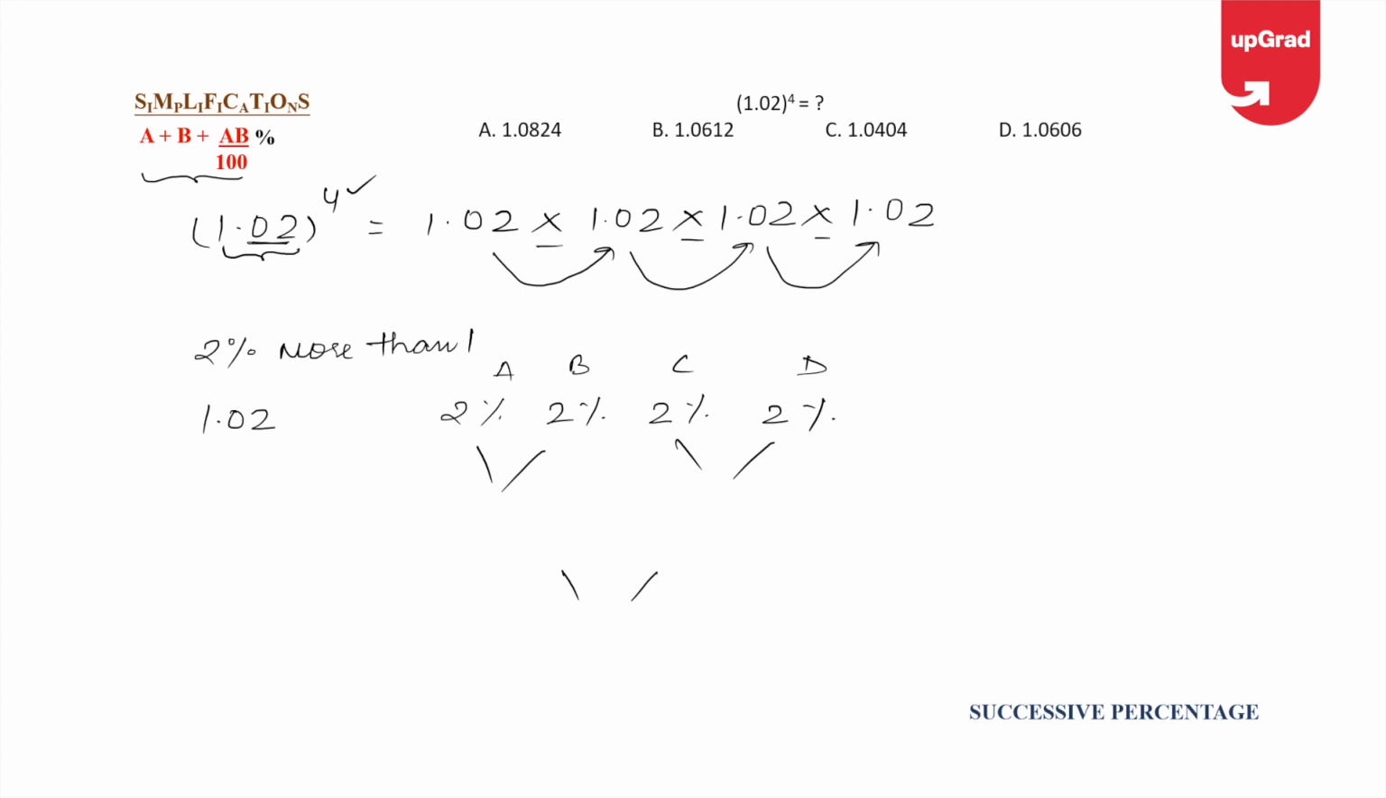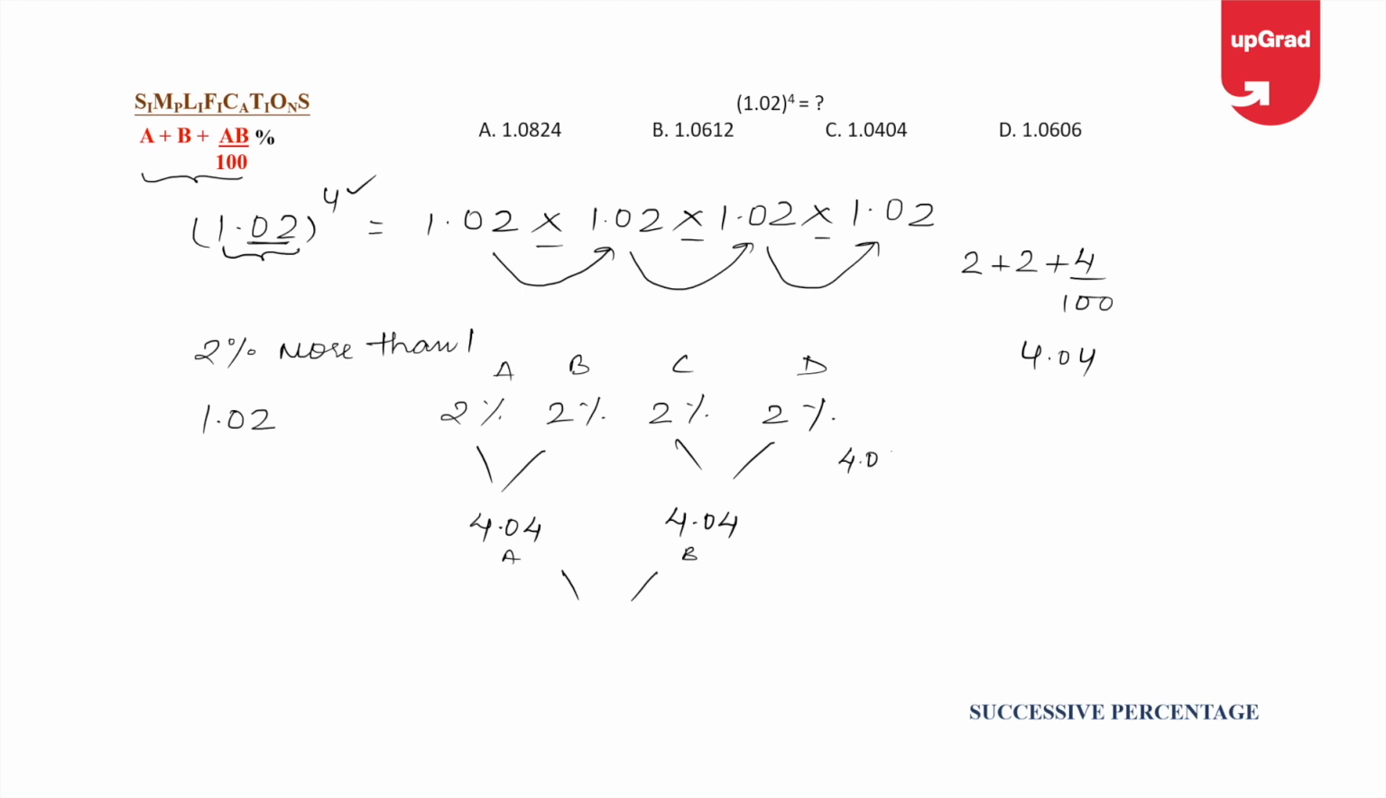So let's put them. So 2 and 2. So my A is 2, my B is 2, and my A into B becomes 4 by 100. So I get 4.04. So my this value becomes 4.04. So as this one. Just be with me, and you will see the magic here of successive percentage. So 4.04 and 4.04. Now this time, this is my A and this is my B. Though I need not solve it further because I have got my answer. But still, for your understanding, I'll do it.